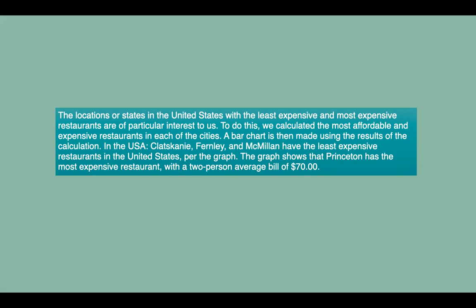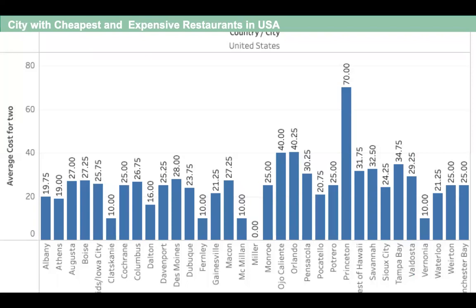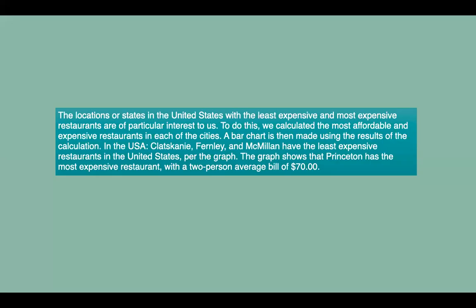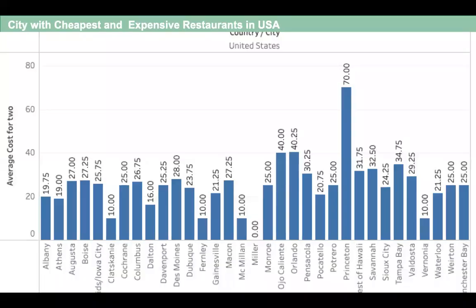A bar chart is made using the results of the calculation in the USA. Kansas, Fernley, and McLean have the least expensive restaurants in the United States, which is shown here. And the graph shows Princeton has the most expensive restaurant, with a two-person average bill of $70, which is shown here.